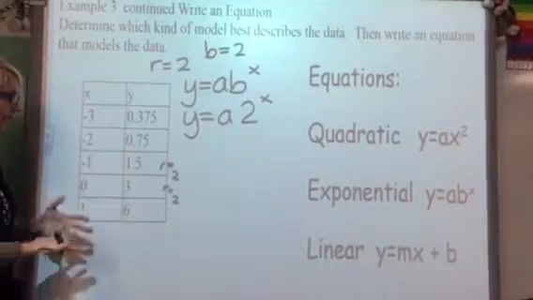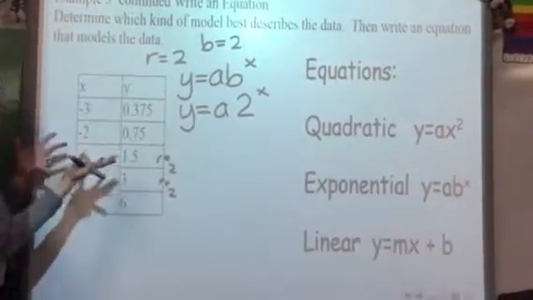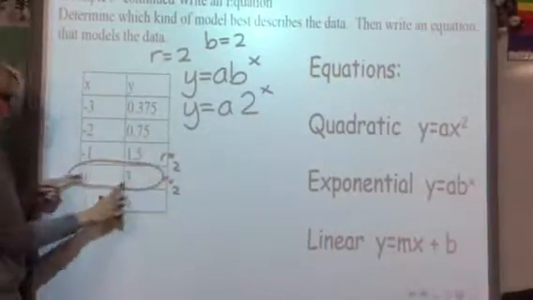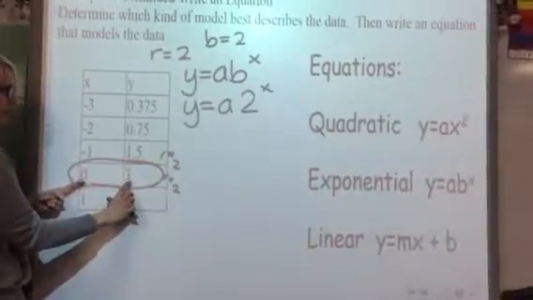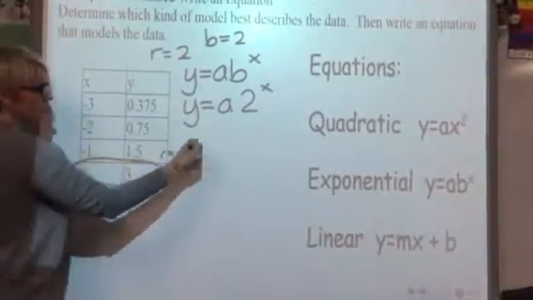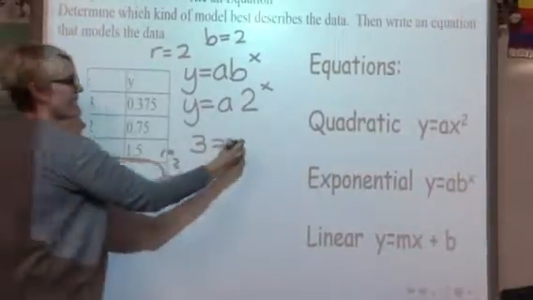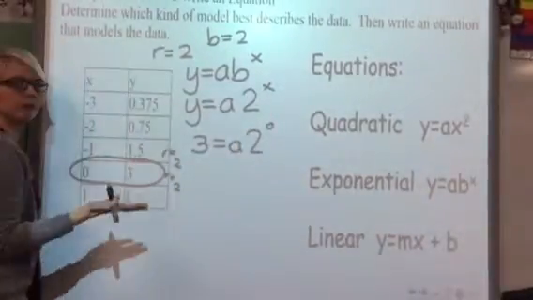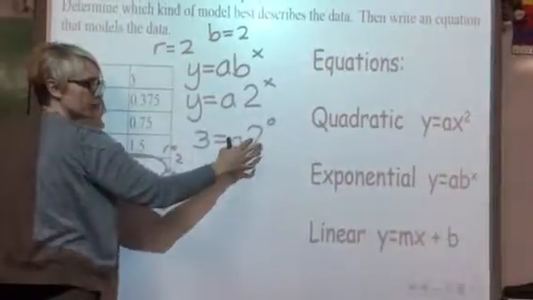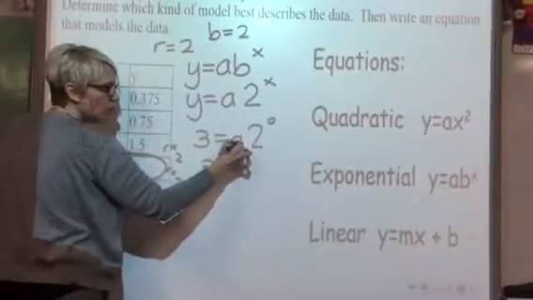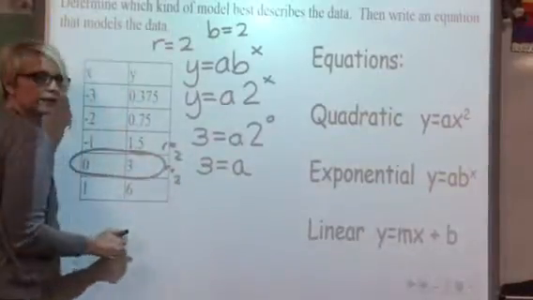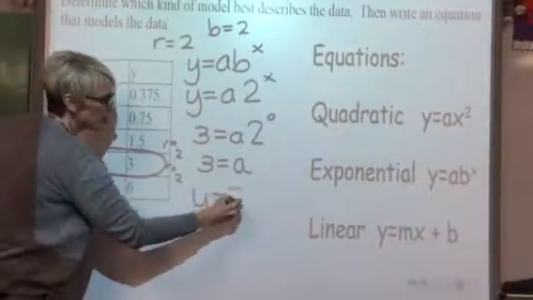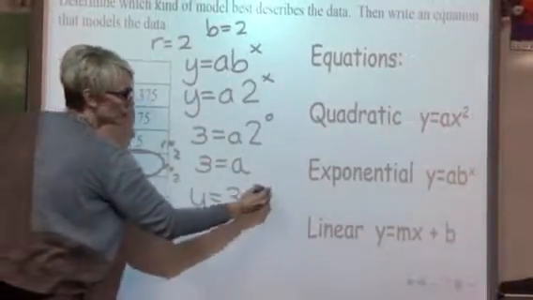Well, to find a, we're going to do the same thing that we did last time. We are going to plug in an x and a y value. But this time it's okay to use what's happening at 0. That's okay to use in this case. Y is 3. I don't know a, that's what I'm looking for. 2 to the 0. Do you remember what anything to the 0 power is? Anything to the 0 power is 1. So this is just 3 is equal to 1 times a, which is a. So we just solved for a. So our equation would be y equals 3 times 2 to the power of x.